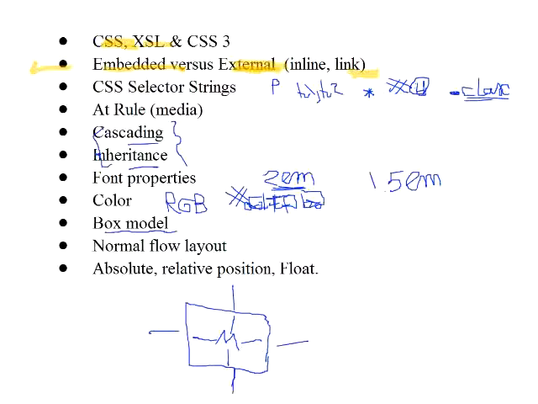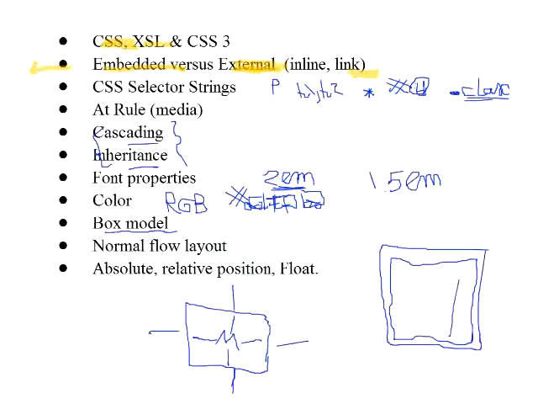Okay. Then we discussed that the layout in HTML, which is called the normal flow layout, is based on the box model. When you open an HTML tag, it's a box. When you open a body tag, it's a box. When you open any div, any division tag, it's a box, and all the boxes will be inside each other.